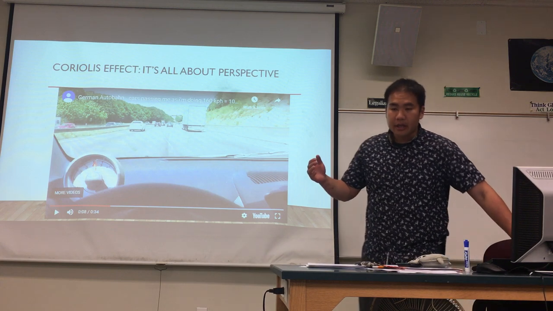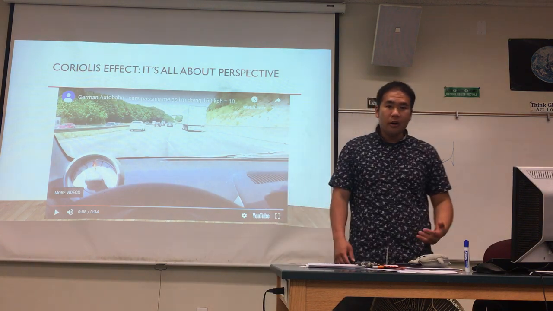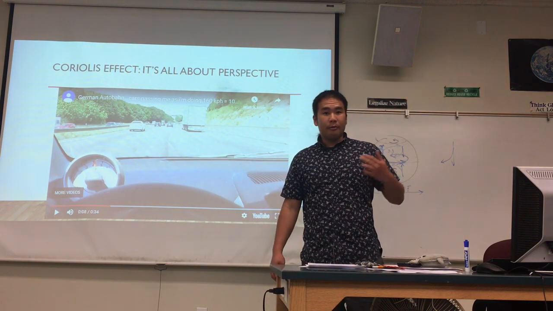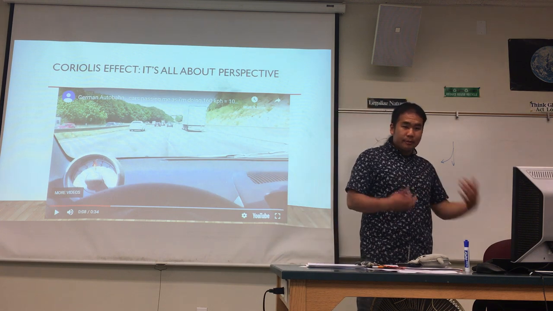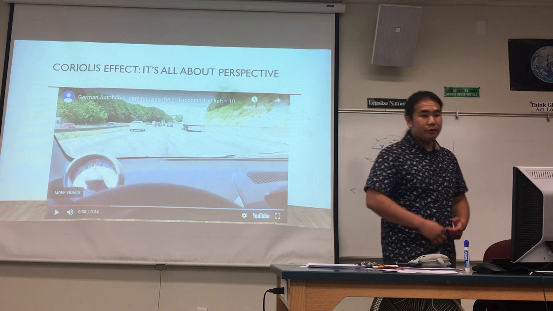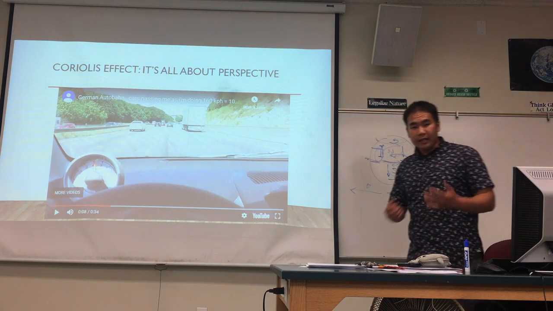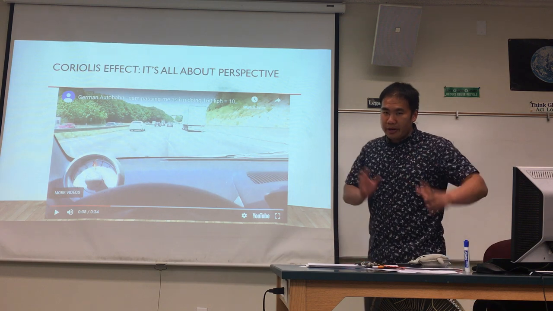So the effects, right? It affects things that are moving really far across the Earth. So what are things that are moving really far? Well, airplanes, right? Airplanes move really far across the Earth and they experience this. They have to adjust their flight path to match the Coriolis effect. And wind, stuff like that. That one's really important because the wind actually affects the ocean.